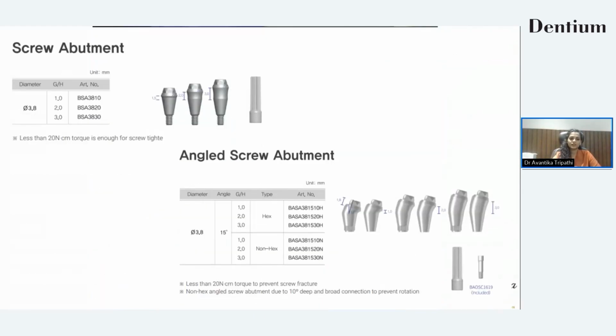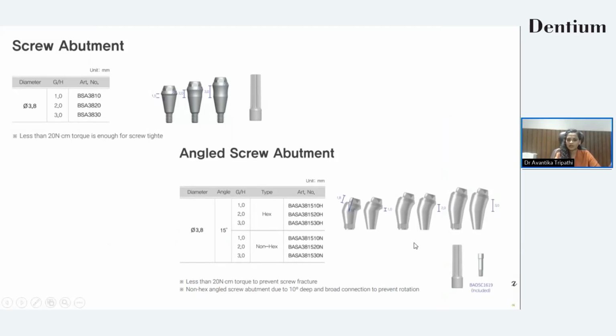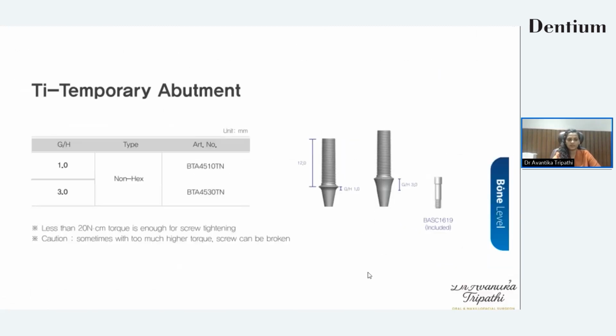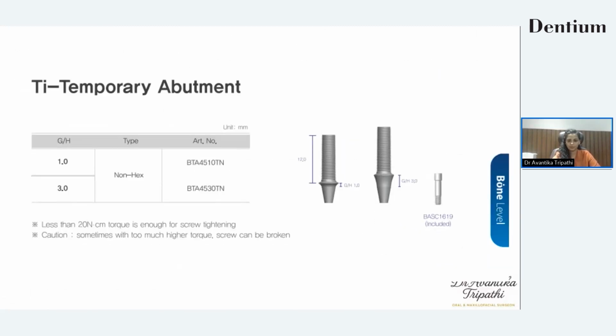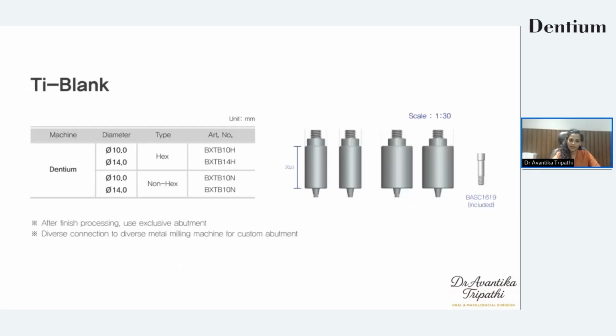This is the screw abutment and this is the angled screw abutment. So screw abutment is available in a single diameter of 3.8 and the angled screw abutments are available in a single angle of 15 degree. This is the titanium temporary abutment for fabrication of any temporary prosthesis. This is the TI blank which is used for the fabrication of a customized abutment.